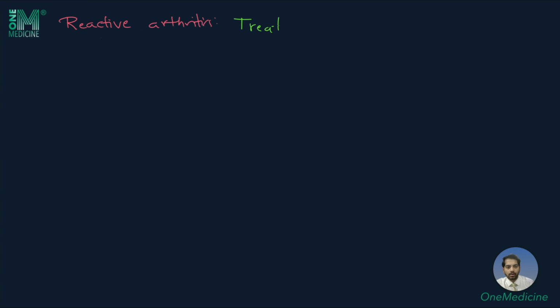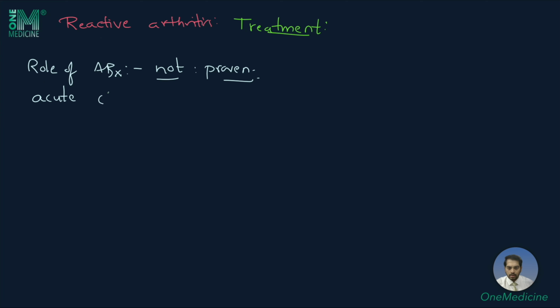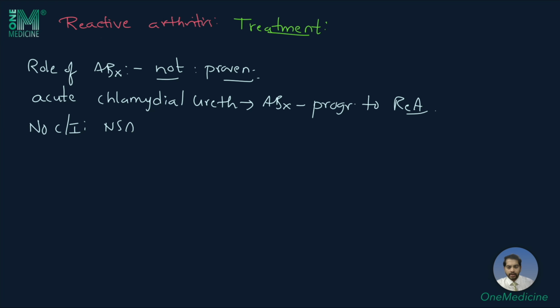Let's now look at the treatment of reactive arthritis. Although reactive arthritis is caused by an infection, the role of antibiotics is not proven in these cases. However, in cases with acute chlamydial urethritis, treating with antibiotics reduces the progression to reactive arthritis. In patients with no contraindications, NSAIDs can be used for symptomatic relief. In patients with persistent arthritis, sulfasalazine up to 3 gram in divided doses can be used.